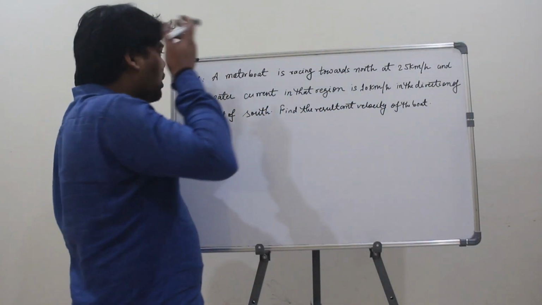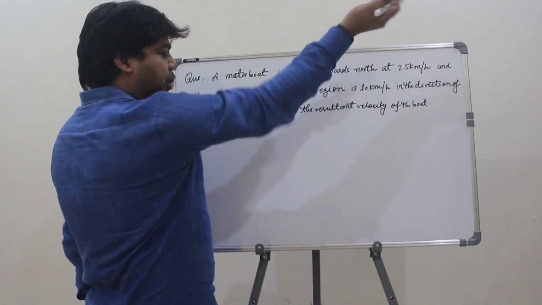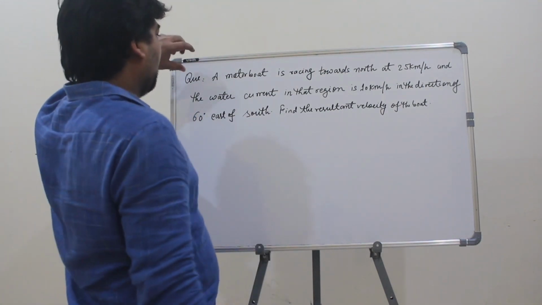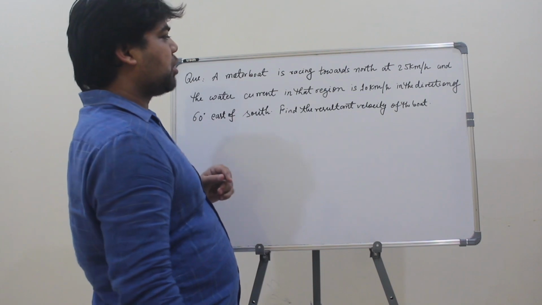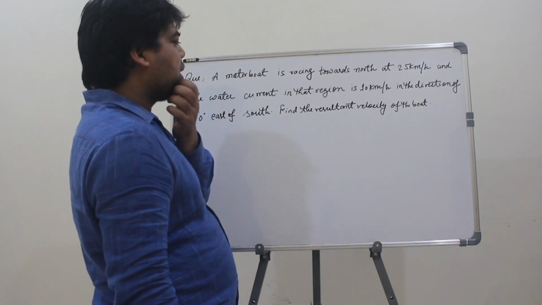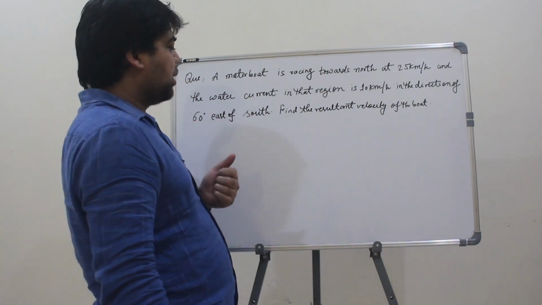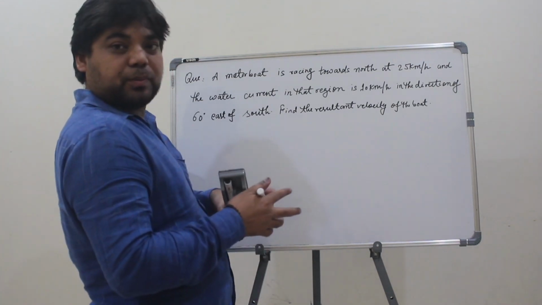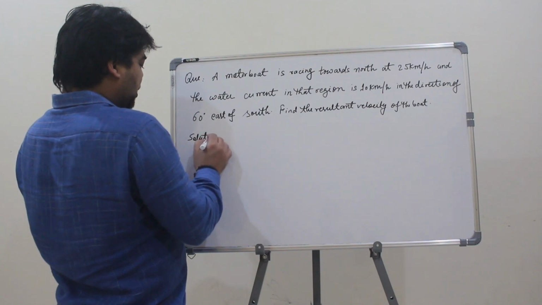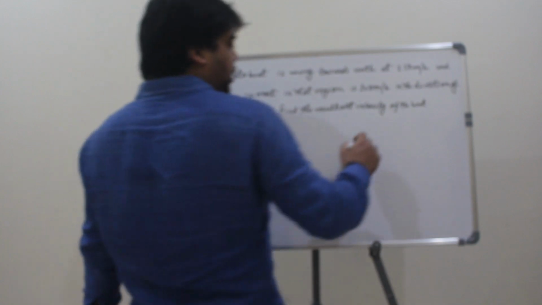Now let us take a simple example to understand what we derived just before, right? Resultant of two vectors. So a nice example is a motorboat is racing towards north at 25 km per hour, and the water current in region is 10 km per hour in the direction of 60 degrees east of south, right? Find the resultant velocity of the boat. So let us try to solve it and understand this problem, right? So it is saying that motorboat is moving in the north.